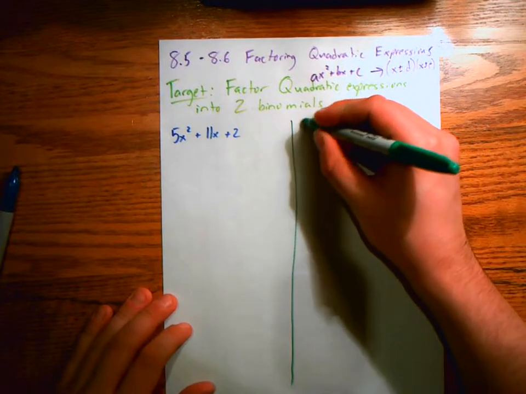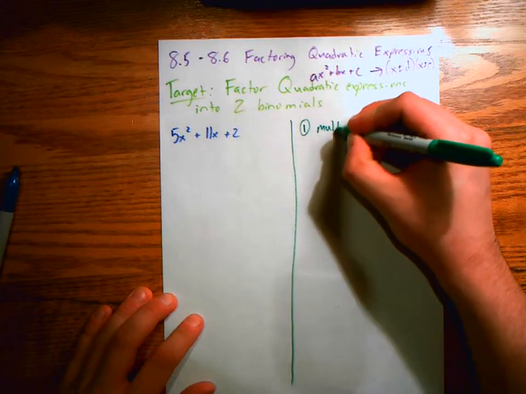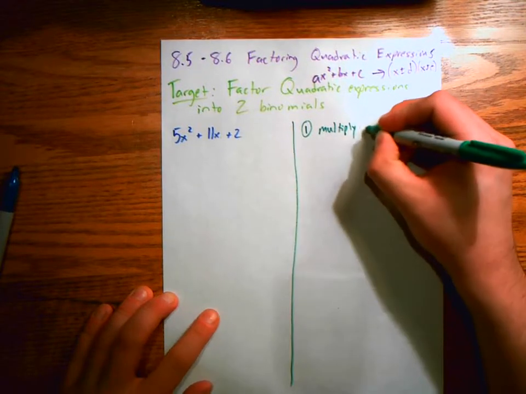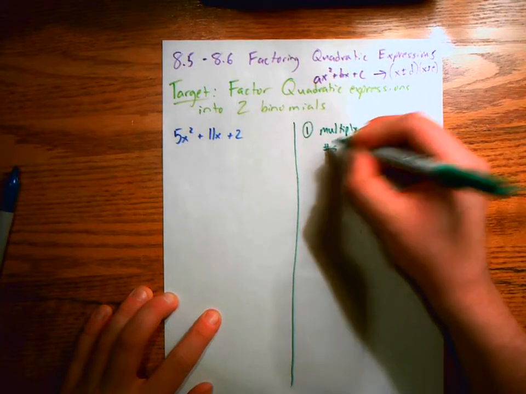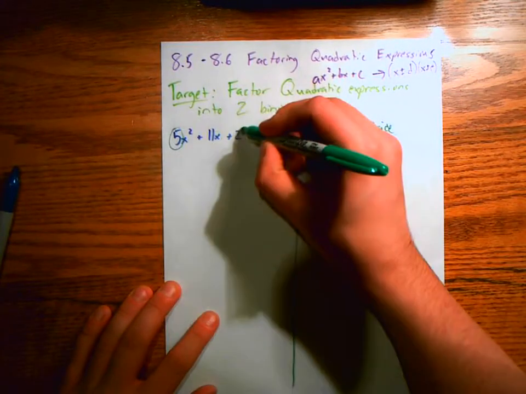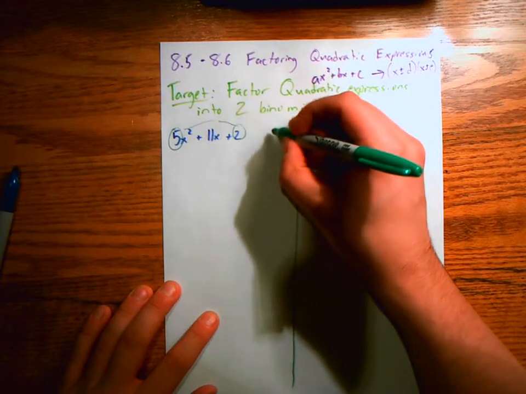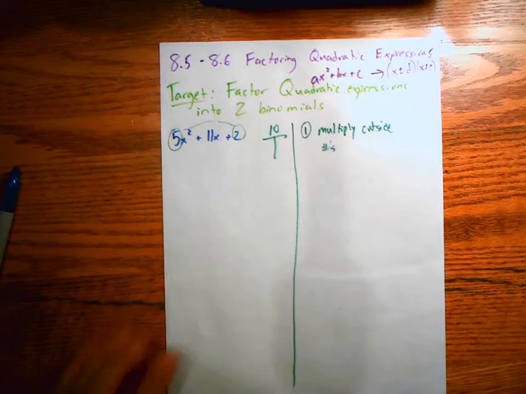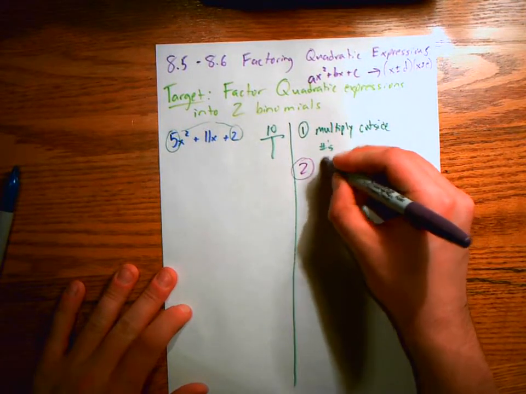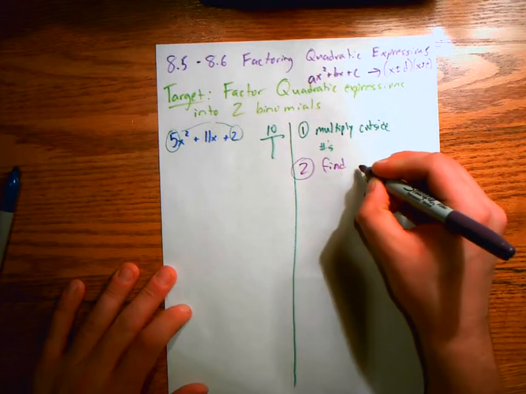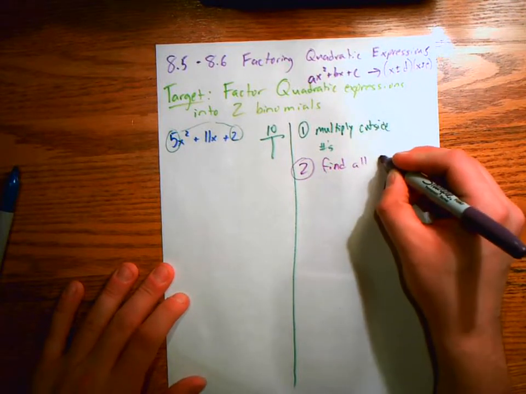The very first step you need to do is to multiply the outside numbers together. And when you do that, in this example, you multiply 5 times 2 to get the number 10. Then whatever number you get from the first step, find the entire factors of that number.